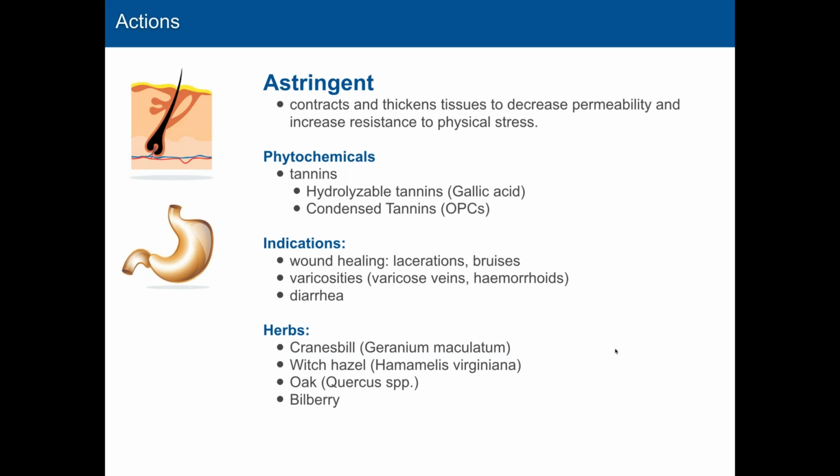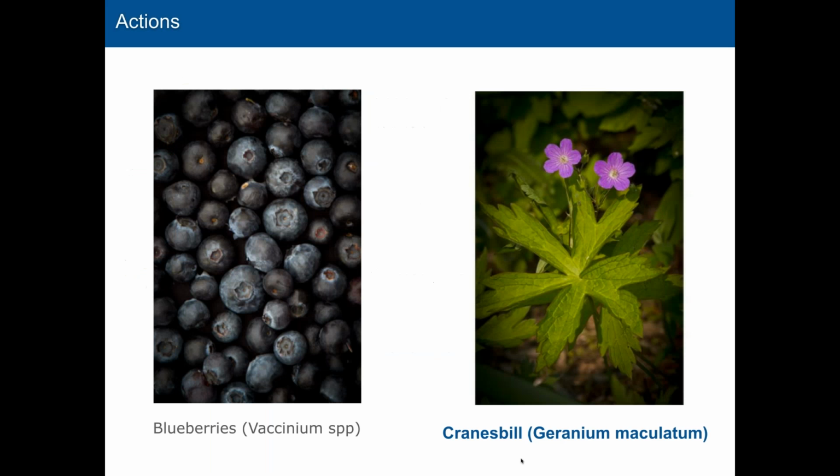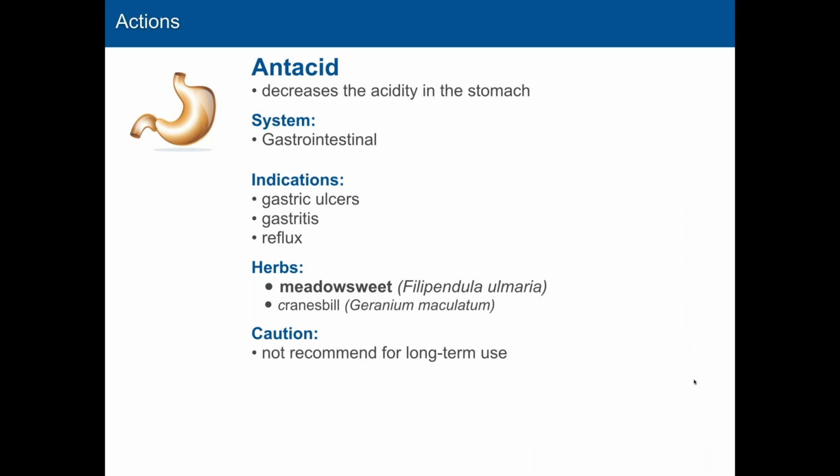And bilberry is a type of blueberry that grows in Northern Europe that's very astringent. All those can be used internally. Bilberry would be the safest one to use. The other ones tend to be stronger astringents. So blueberries in general will have some astringency to it. Bilberries will be a little stronger. Cranesbill, as I mentioned, is in a lot of the classic herbal formulas for diarrhea and any kind of internal bleeding.